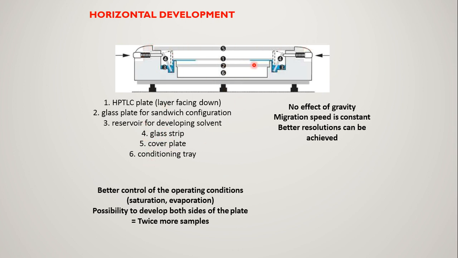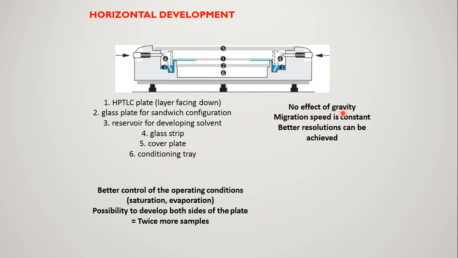So the whole atmosphere inside this chamber is closed off from the outer surroundings. And sixth is the conditioning tray. So this is the development technique when we do horizontal development. Here the TLC plate has been put horizontally, parallel to the earth's surface. Now here there is no effect of gravity during migration of our mobile phase.